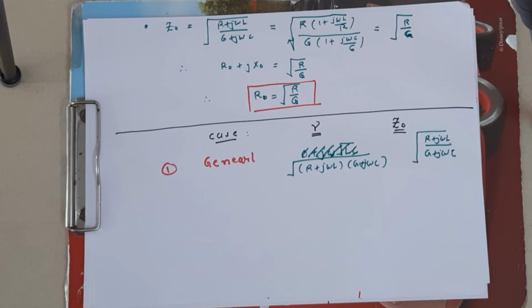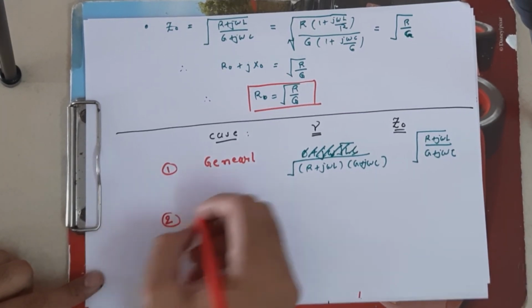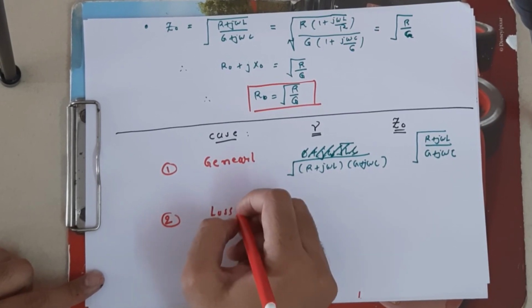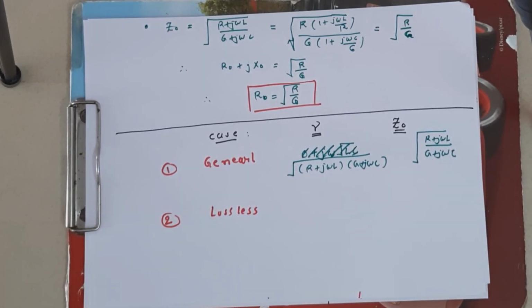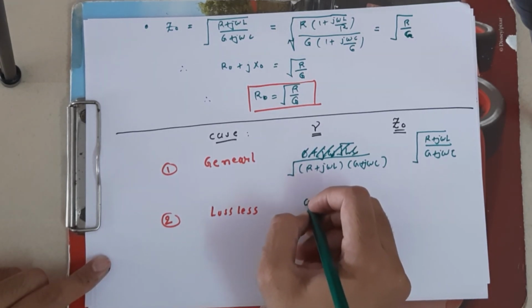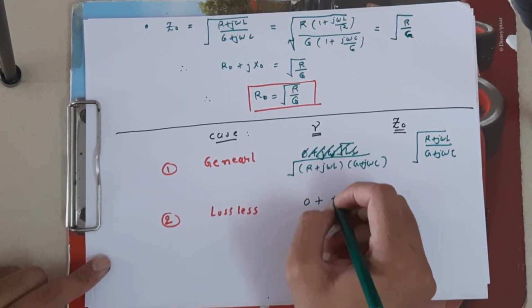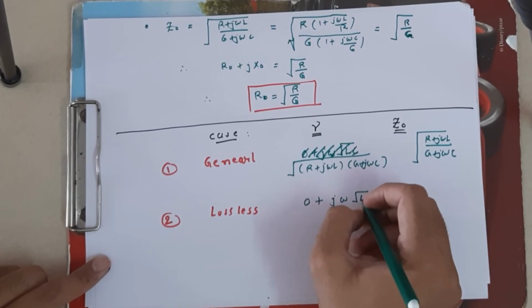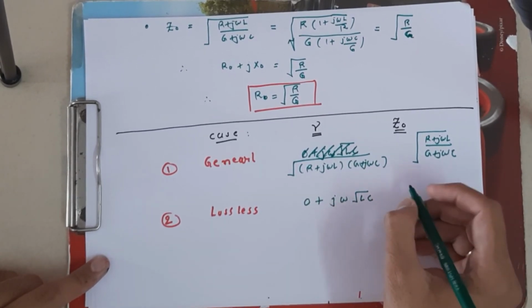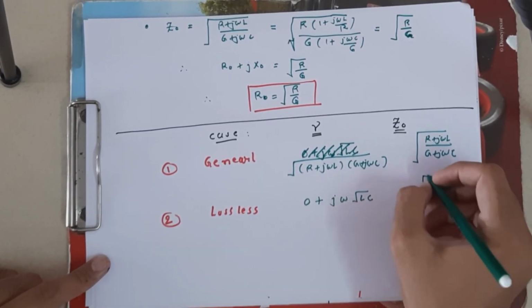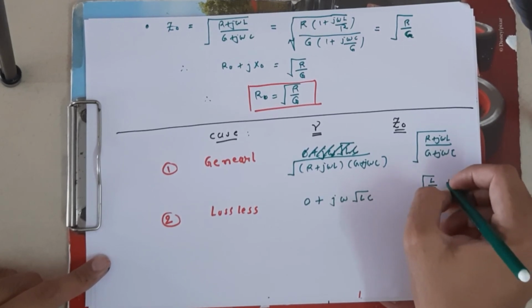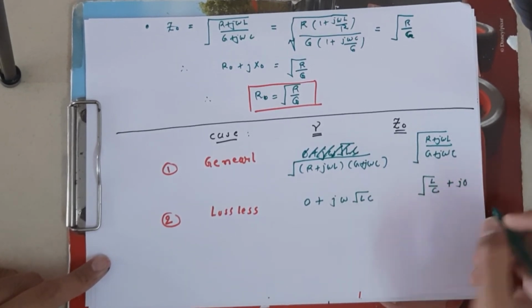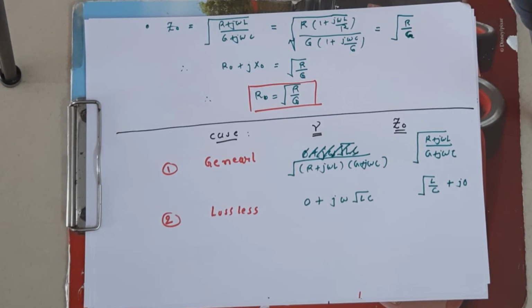Second case is the lossless transmission line. For the lossless transmission line, the value of alpha is 0 and the value of beta is omega under root of LC. The value of Z0 is under root of L by C plus j0. This imaginary term is 0.